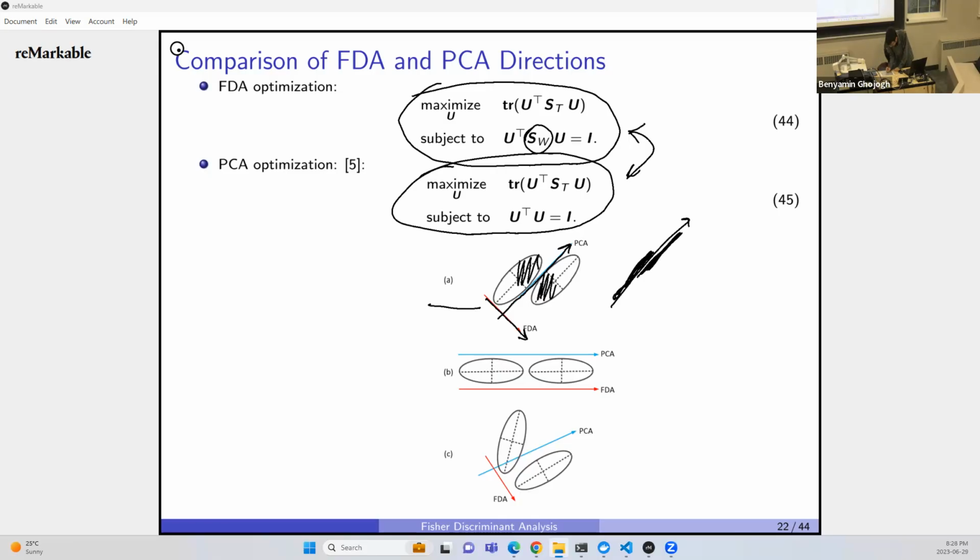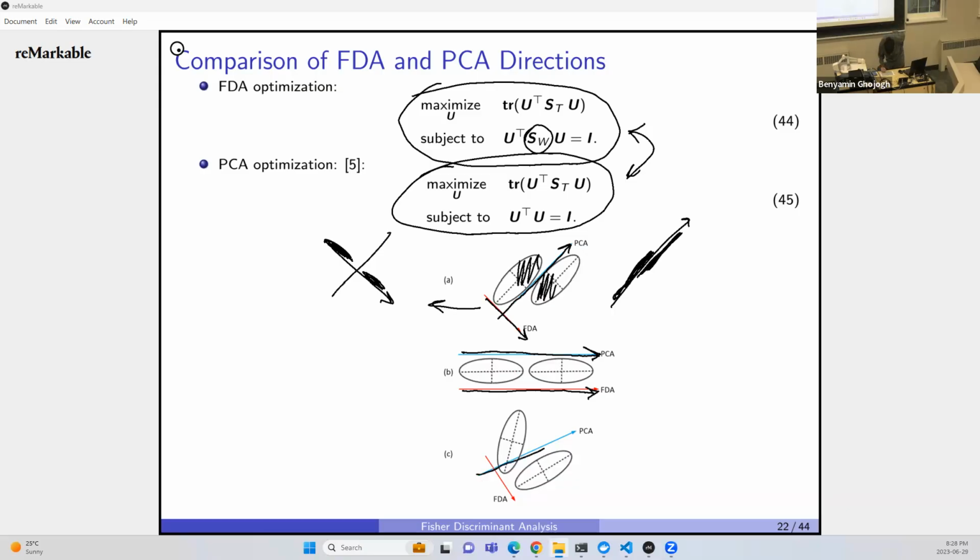If I project it on this, what happens? The first class is here. The second class is here. Completely separate. Right? Now consider these two. PCA is the most variant direction. That's correct. FDA here, interestingly, is equivalent to PCA here. Why? Because again, in the PCA direction, the classes are also separated a lot. So in these cases, they are equivalent.